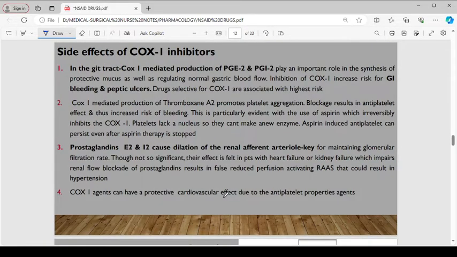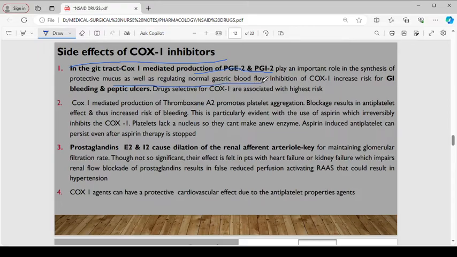All right. Generally, we have a few side effects related to COX-1 inhibitors. Remember, in the GI, we have COX-1 mediated production of prostaglandin E2 and prostaglandin I2. So, they do play a role in the synthesis of protective mucus as well as regulating gastric blood flow.